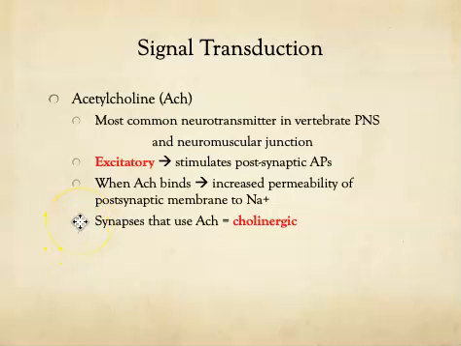Any synapse in the body that uses acetylcholine as its neurotransmitter gets a name. We call these cholinergic synapses. And again, they're quite abundant in the body because of the abundance of acetylcholine.